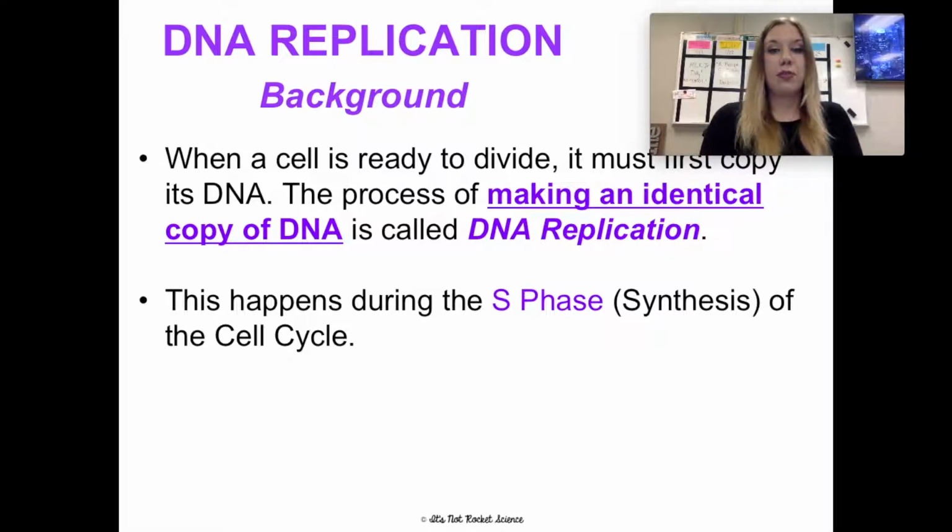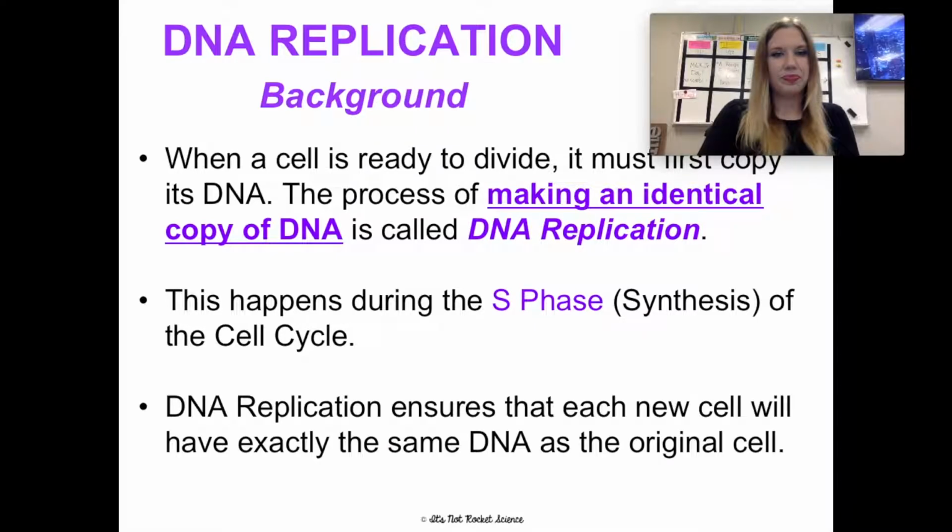And if you'll remember, this happens during the S phase, the synthesis phase of the cell cycle. So remember, there were 3 phases of interphase. G1, so our cells growing, growing, and then during S phase, our DNA is replicated, and then during G2, it grows and grows, and then mitosis begins.